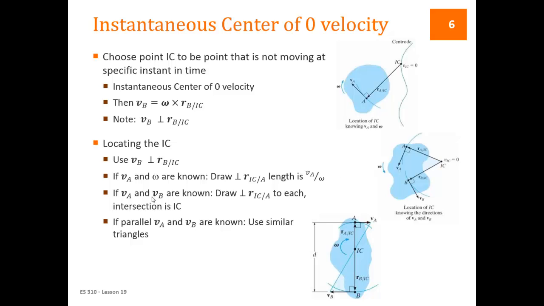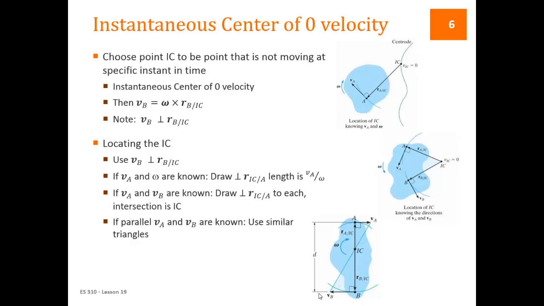If we know two velocities, VA and VB, we can draw the perpendicular to those two velocities. The intersection of those will be where the IC, the instantaneous center, is. If VA and VB are known and they're parallel, those would never intersect. They're on the same line. Then we can use similar triangles to figure out where IC is. So we have VA going one way, VB parallel to VA going either direction. The IC is somewhere on the line perpendicular to both of those.